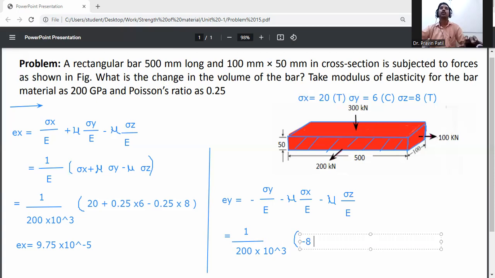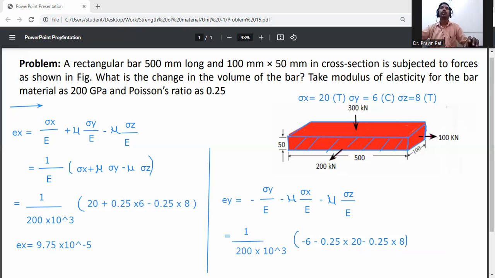Minus sigma y, it will be minus 8, then minus 0.5 into sigma x, it is 20, then minus sigma z, it is 0.25 into sigma z, it is 8. Sorry, sigma y it will be 6. So this value will actually be 6, minus 6, and this will be minus 8.